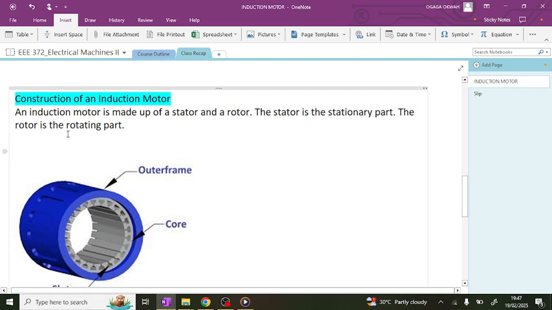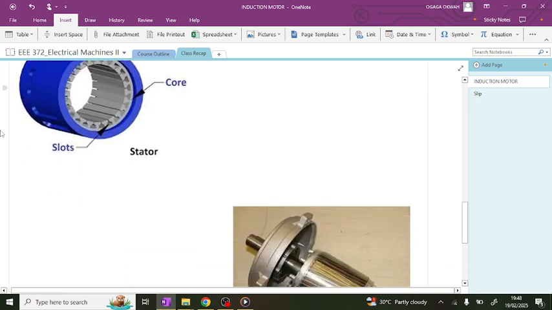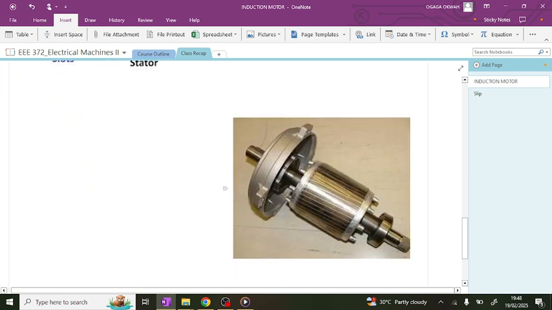So for the stator, it is the stationary part. It has no rotating part, but we'll see later on that it has a rotating field, not a physical part though. So the stator is the stationary part, while the rotor is the rotating part, right here. This is the rotor.